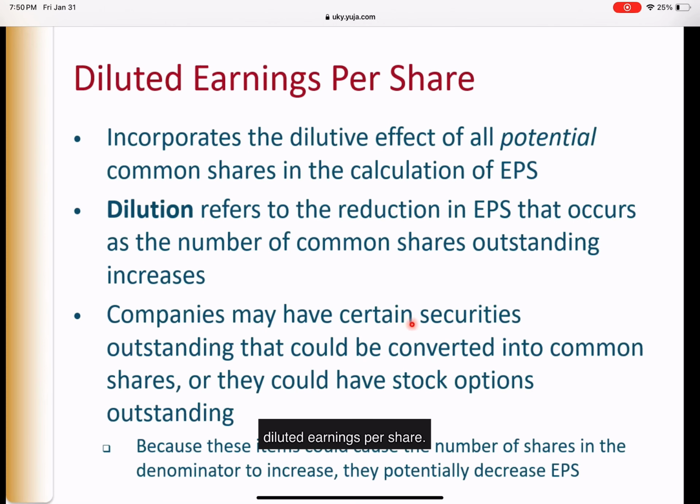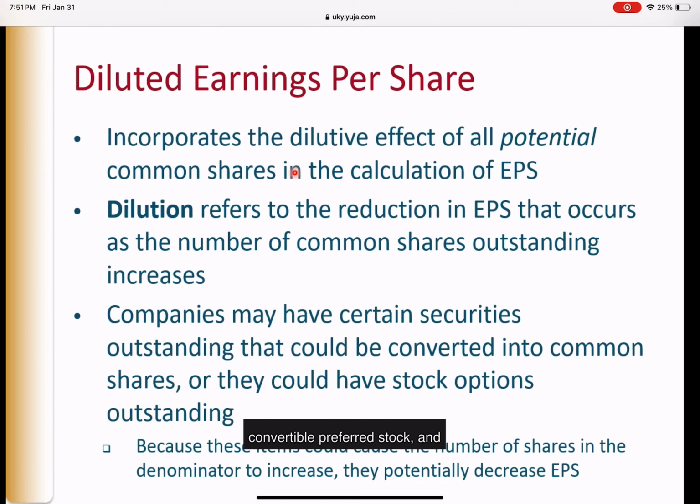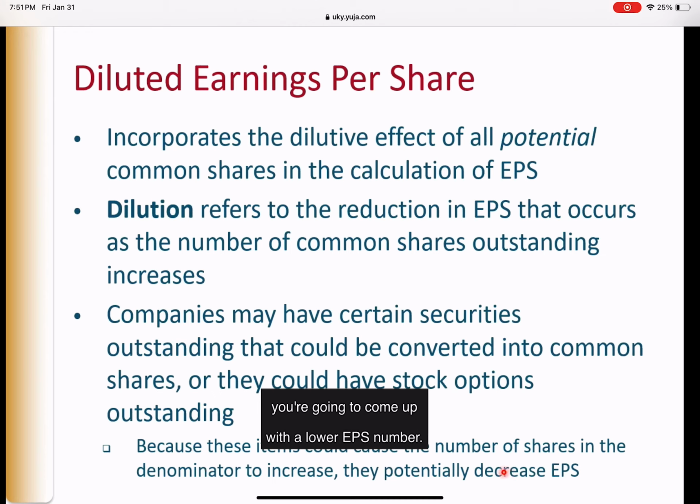Diluted earnings per share, your authors talk about it. I don't want to go into too much detail. By that we mean some companies have things like convertible bonds, convertible preferred stock, and stock options. So with dilution, they treat those as common shares, basically. So think about it. If you increase your denominator, as we say down here, when you're dividing that into net income, you're going to come up with a lower EPS number. And typically the distinction between diluted earnings per share and basic earnings per share, I've never seen anything more than 6 cents. It's a very small percentage.